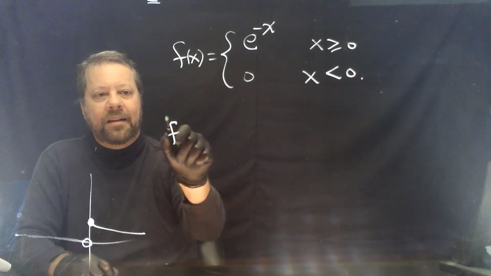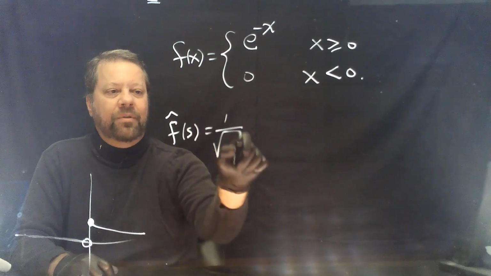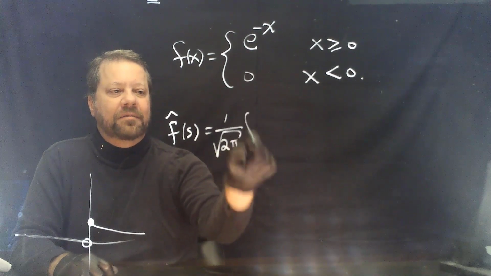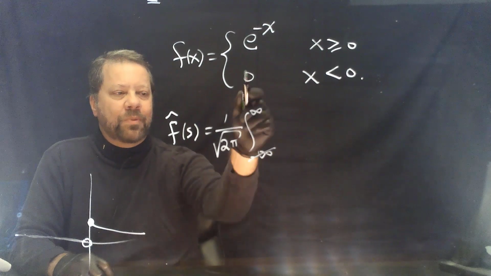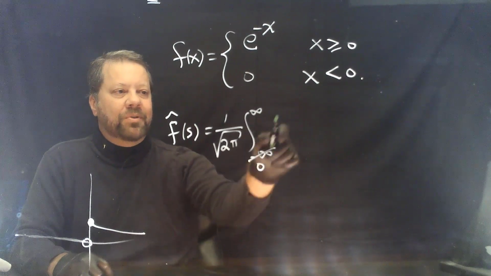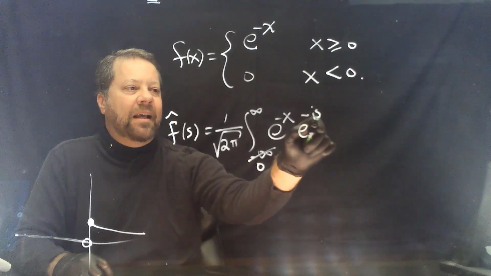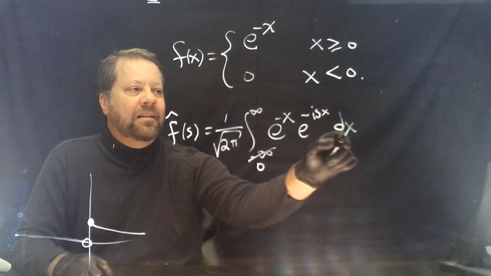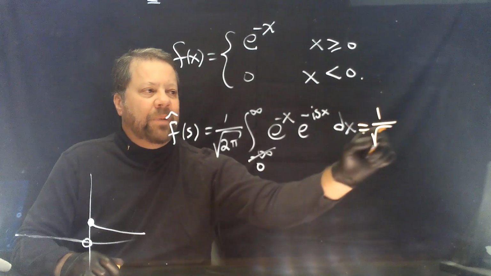So let's calculate f hat. 1 over root 2 pi, integral minus infinity to infinity. Well, we may as well knock off everything below 0. Get e to the minus x, e to the minus I sx dx. And so we have 1 over root 2 pi.